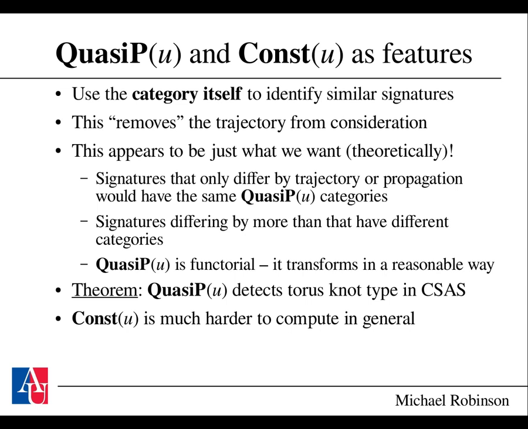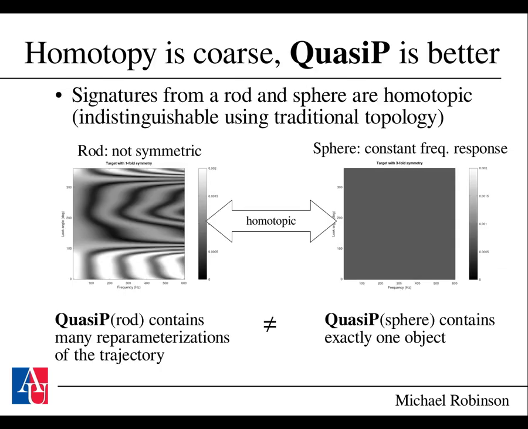Signatures that differ by more than that, i.e. different targets, will have different categories possibly. And these categories are functorial themselves. They transform in a nice, reasonable way. Natural transformations make good sense. And in fact, the categories detect various interesting topological features like torus knot type in some cases. The problem is that it's quite hard to compute these in general and hard to use them for comparison, but I'll give you some leads.